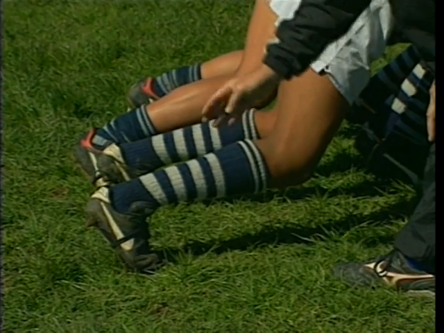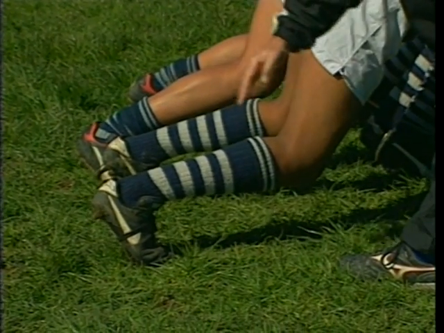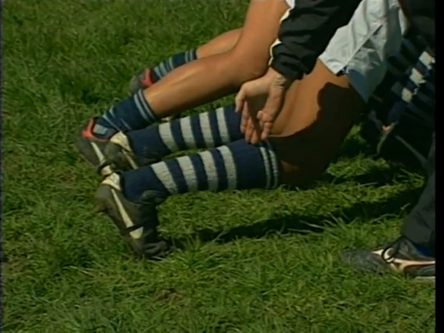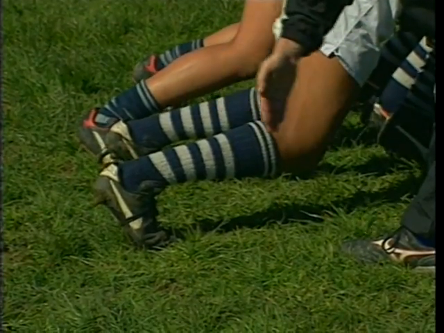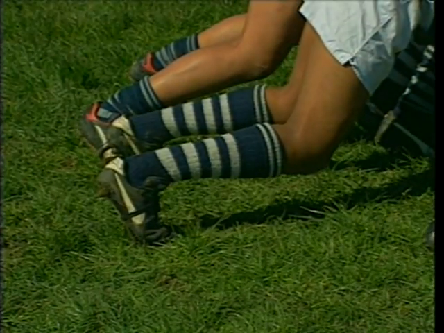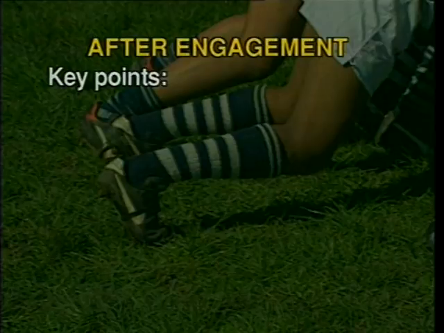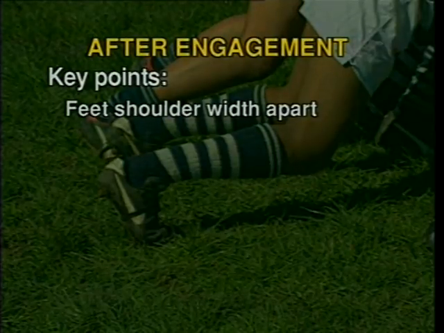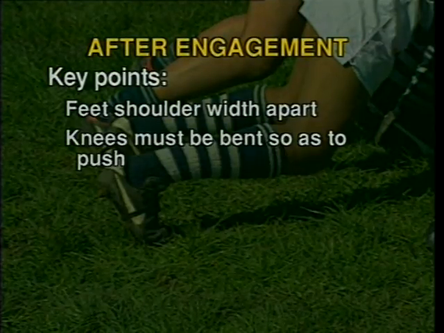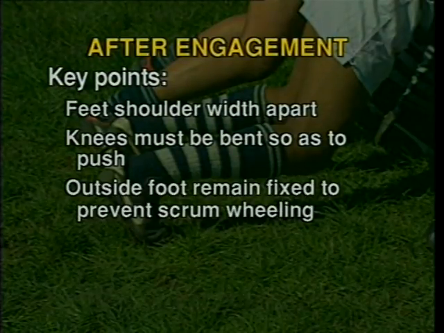Immediately the hit has occurred, the outside foot of the lock must get purchase, where the feet are shoulder width apart and in a line. It is the outside foot of the lock that stops the scrum from wheeling. Feet should be shoulder width apart. Knees must be bent in the ready position to push. The outside foot should remain fixed to prevent the scrum from wheeling.